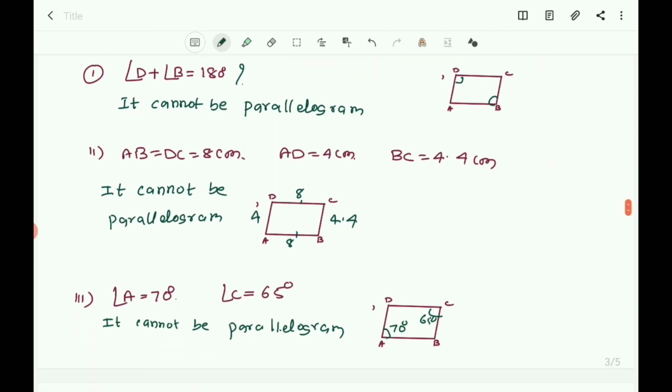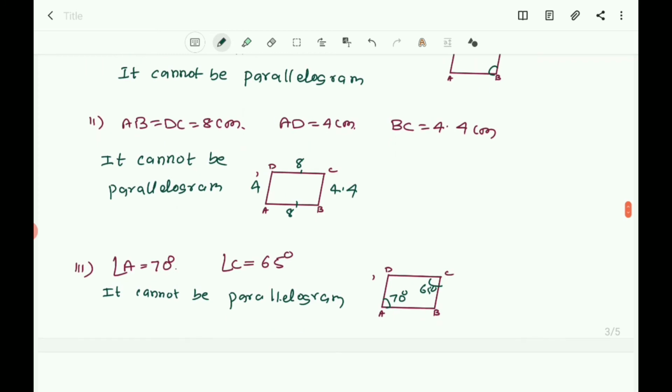And in the third case, opposite angles are not equal. In this case also they cannot be a parallelogram.